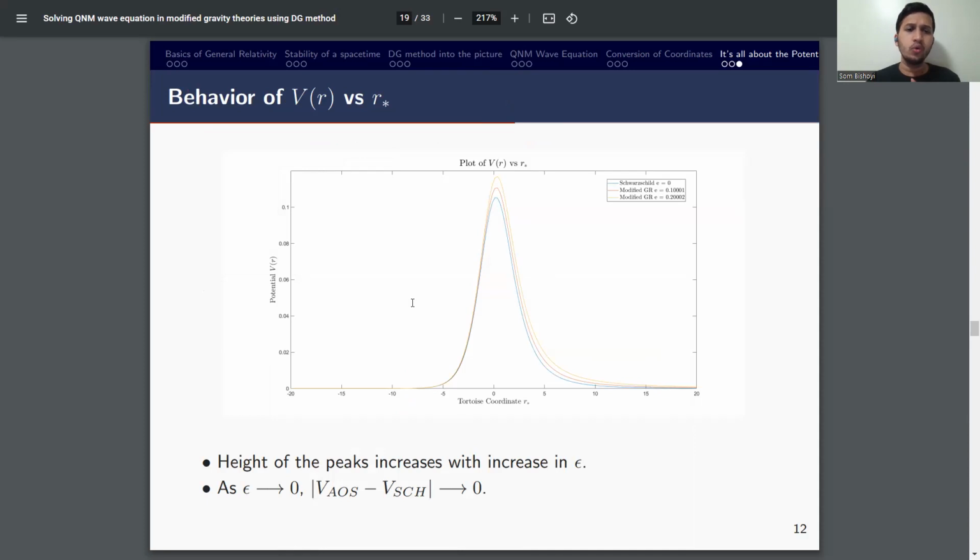Now, what we do is we use r star, we produce r from it, and then we plot V of r as a function of r star. So this dependence is important, and we use this in our code to solve the partial differential equation.